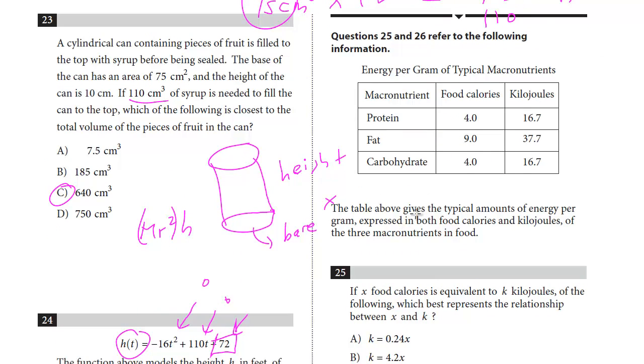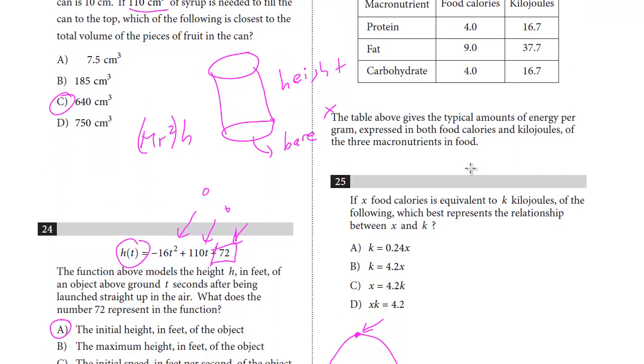The table above gives the typical amounts of energy per gram, expressed in both food calories and kilojoules, of macronutrients in food. And so we've got food calories and kilojoules. And let's take a look at the first question, 25.